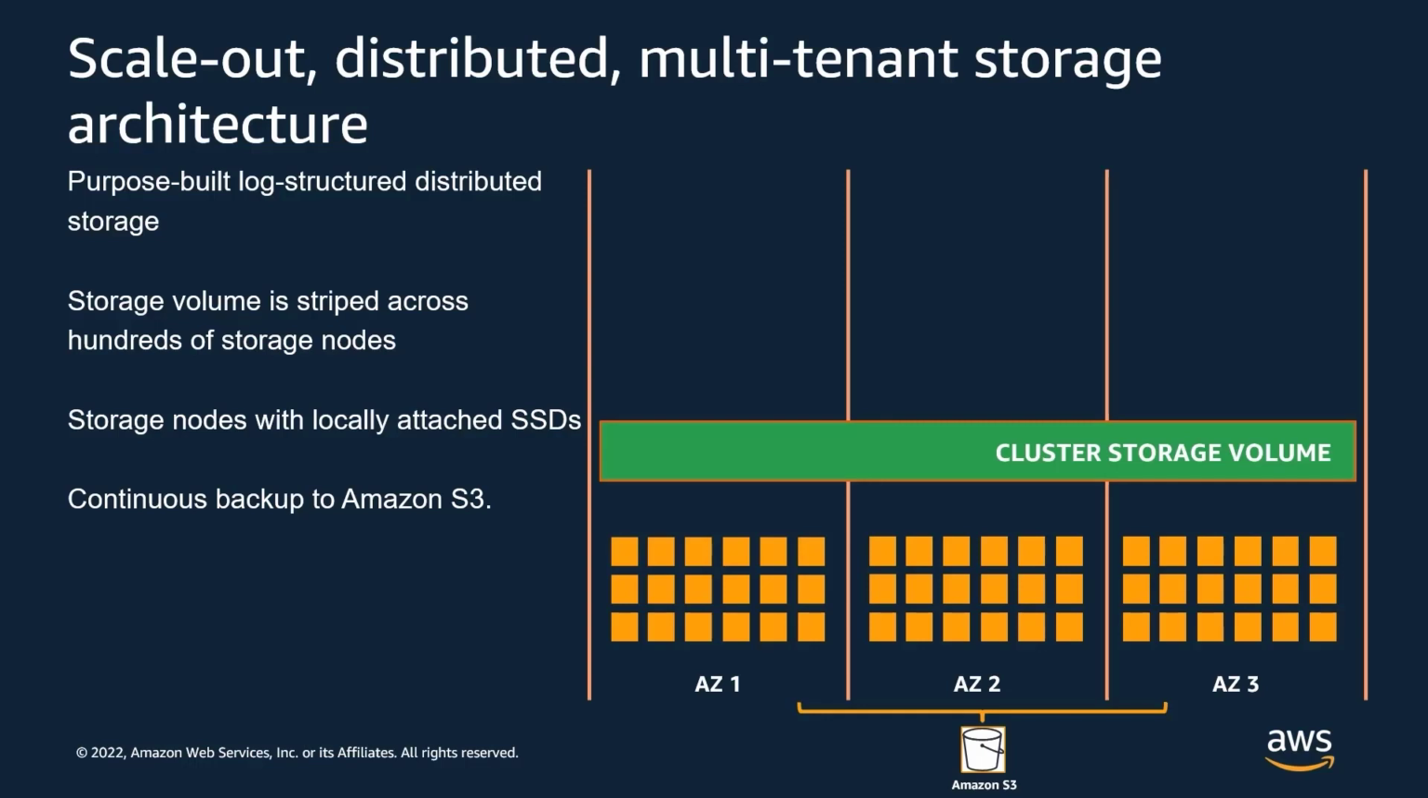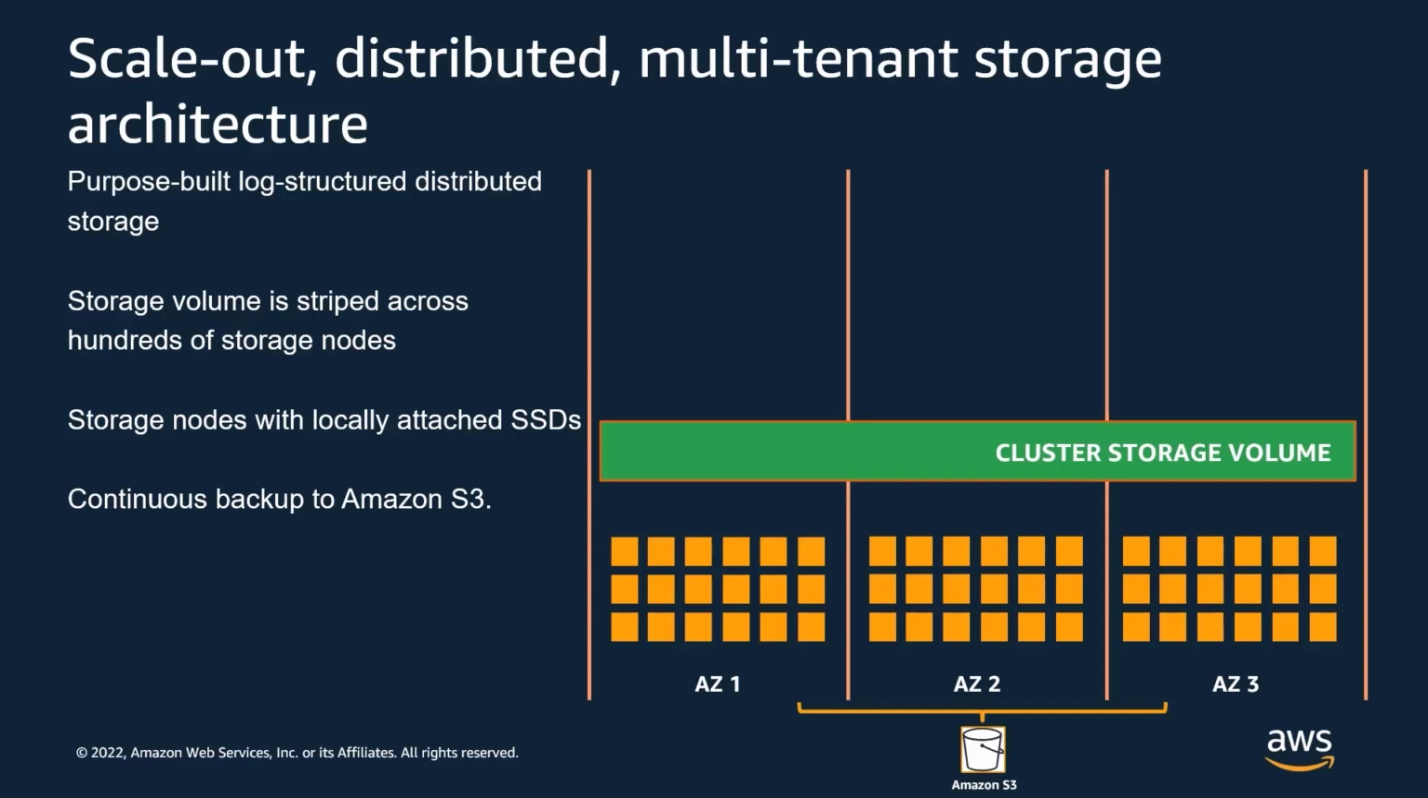Storage volume gets striped across hundreds of storage nodes. The bottom right part of the slide represents the storage nodes in orange. These nodes are machines with processing power and memory with locally attached high-speed NVMe SSDs. The database doesn't know the intricacies of the storage. To the database, it is simply represented as a cluster storage volume. This cluster storage volume is multi-attached, which means that it gets attached to the readers and the writers at the same time. And we'll look at this in detail in upcoming slides.